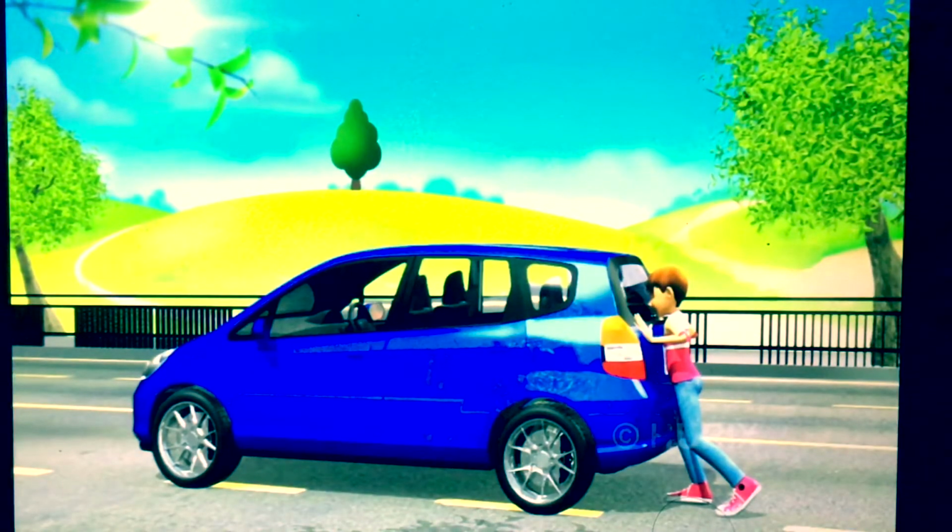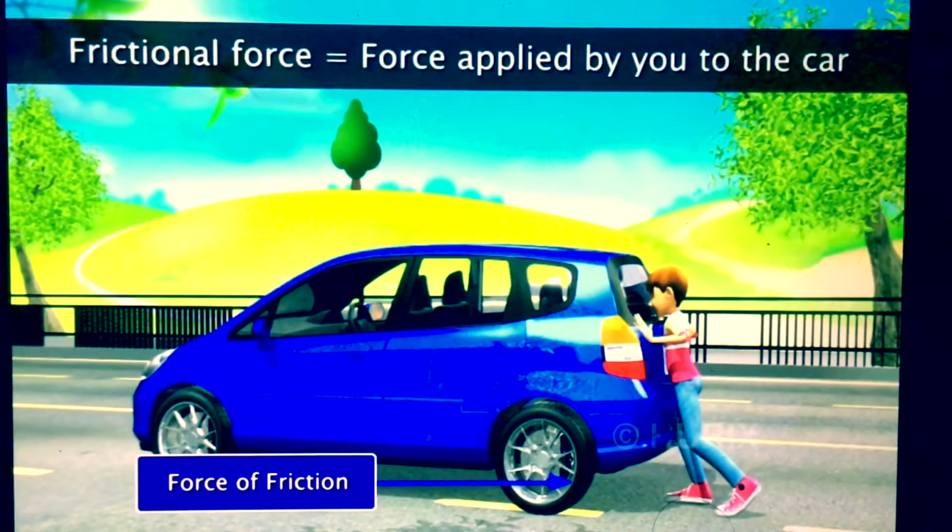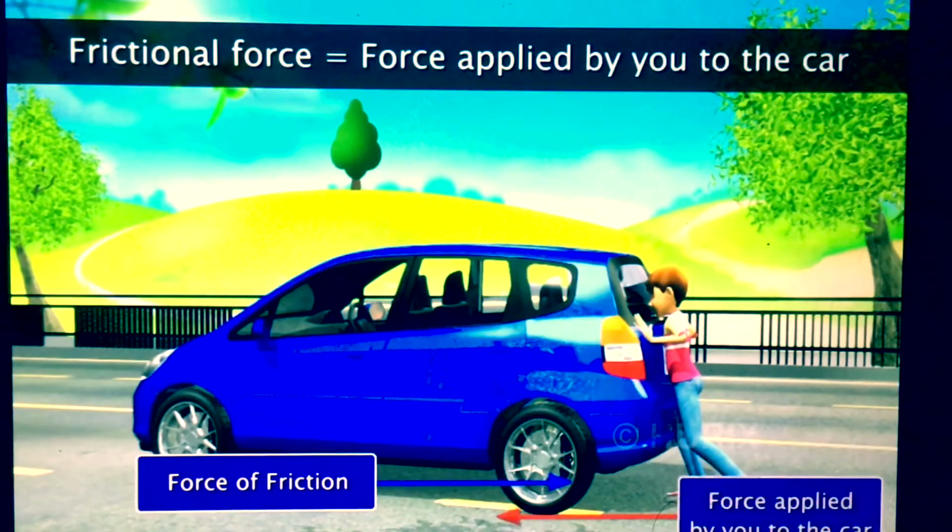The car doesn't move initially because of the force acting between the surfaces of the wheels and the road. The force that acts between two surfaces in contact is called the frictional force. Thus, frictional force balances out the force you apply to the car.